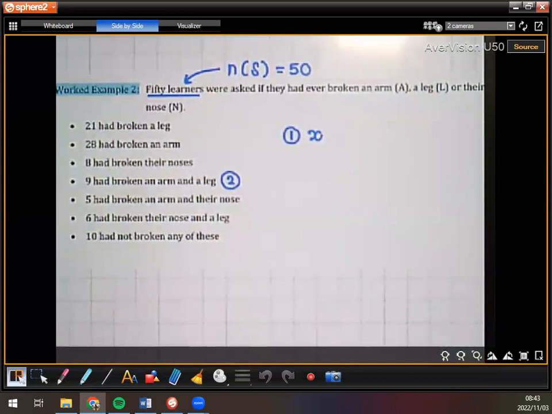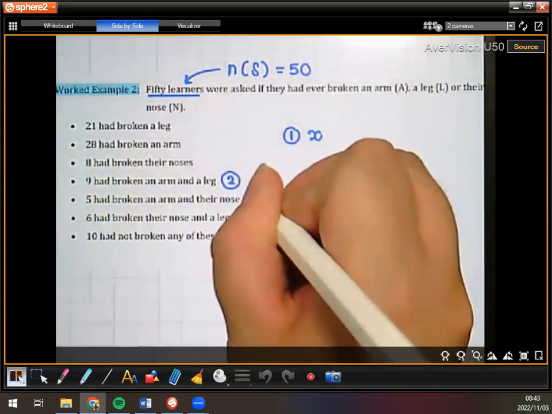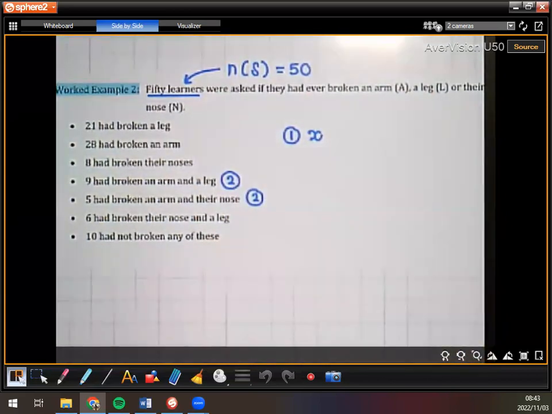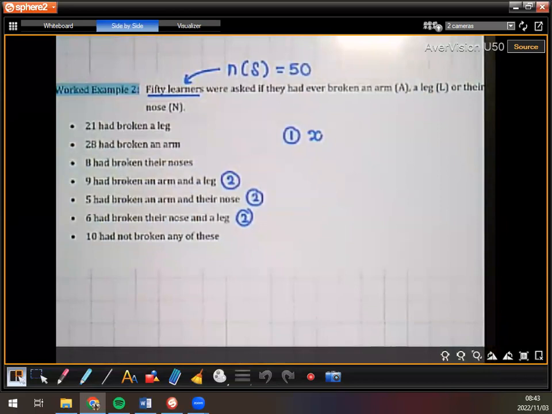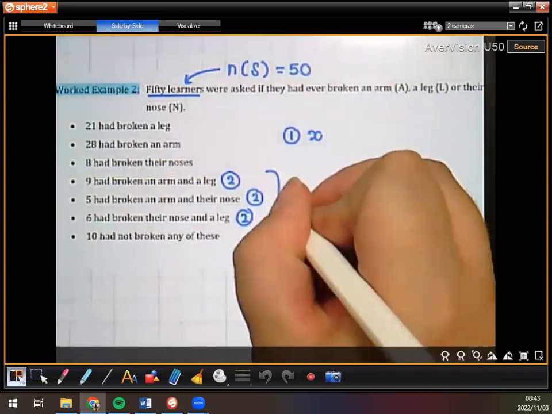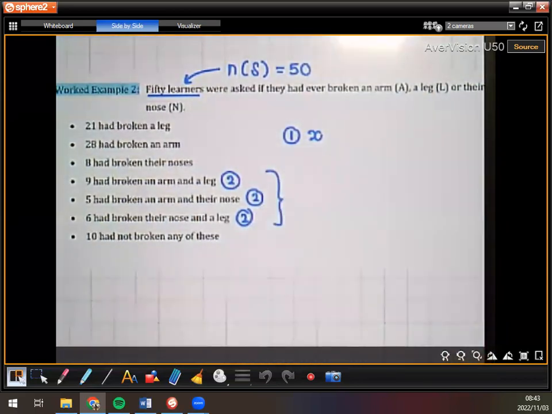5 had broken an arm and their nose. That's also going to be a part of our second step. And then 6 had broken their nose and the leg. So that's going to be a part of our second step too. So basically these three values are what we list in step 2. Fill in with 2 of the 3 values.